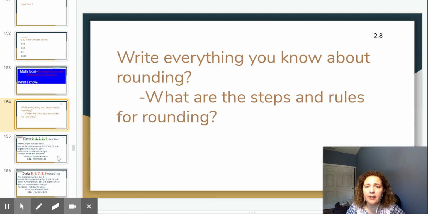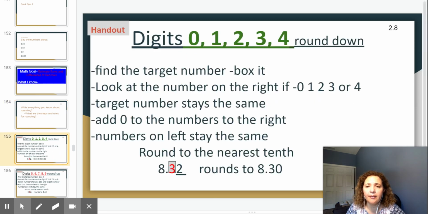So let's see if you have the same thing I have. Don't worry about writing all this down. I am going to give you a handout of this, but hopefully you do have the important parts. You round down if the digits are 0, 1, 2, 3, or 4, 0 to 4, round down.